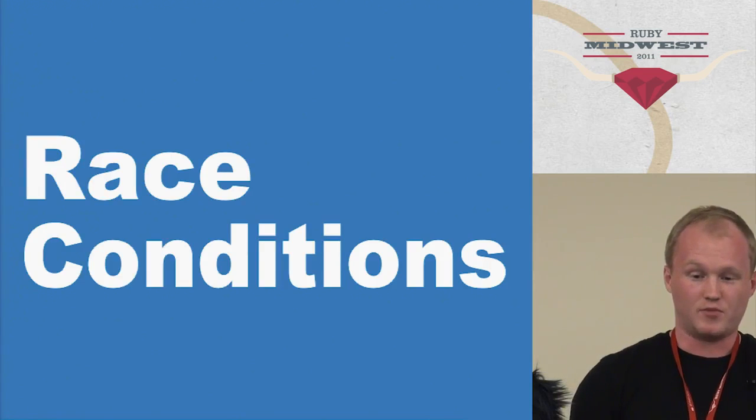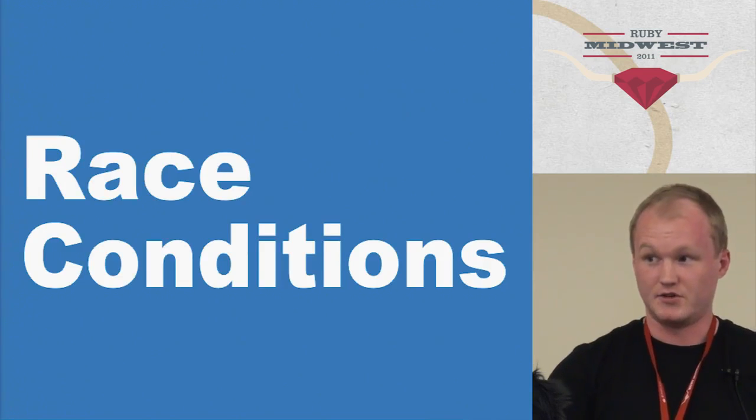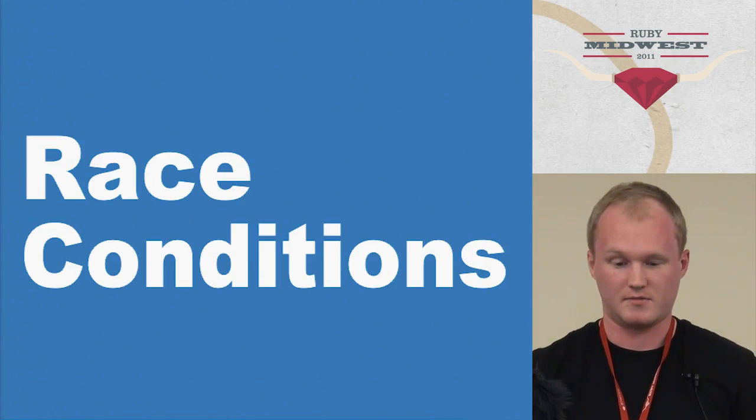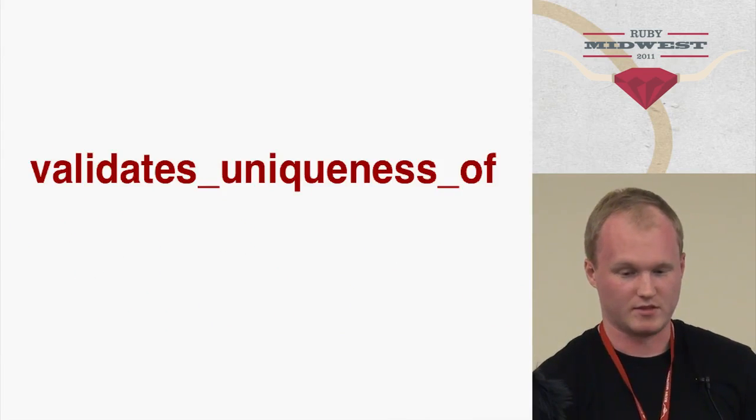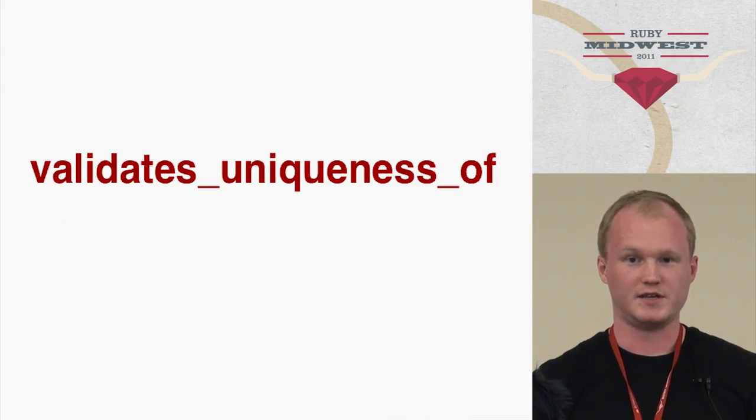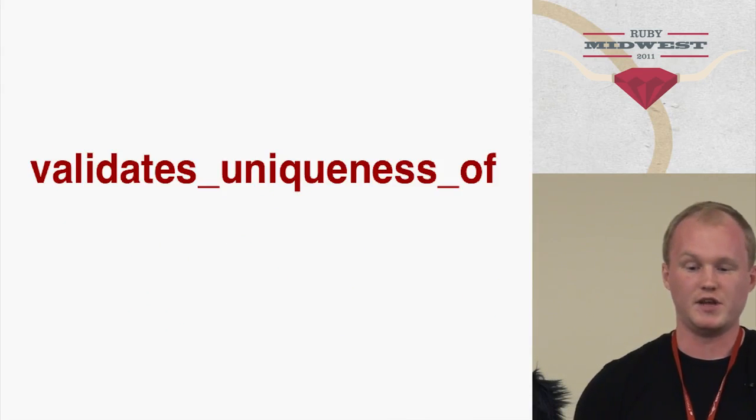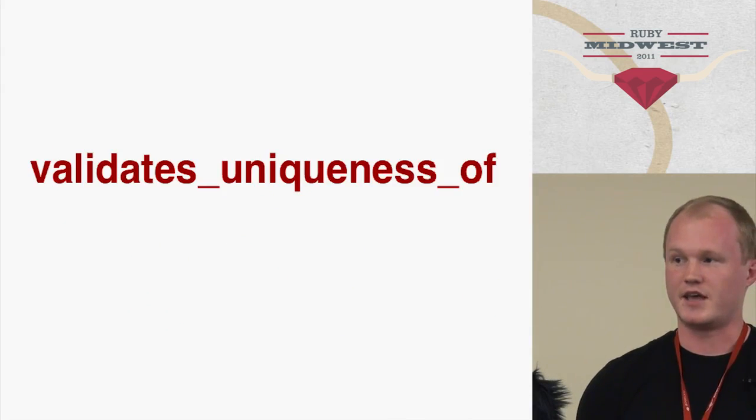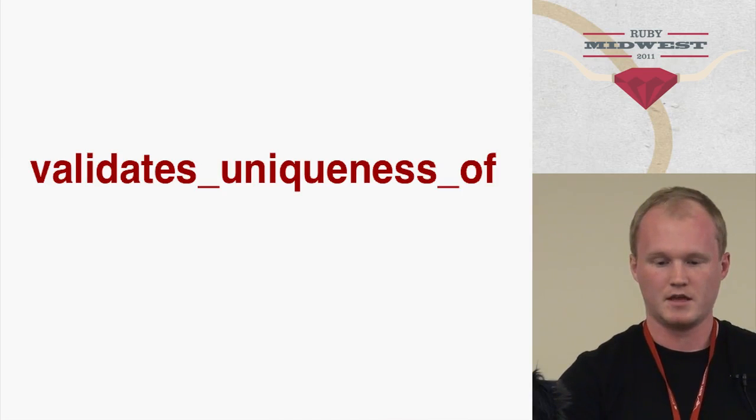So I'm going to talk briefly about some race conditions that you can have pretty easily in ActiveRecord. And the one specifically I want to talk about is validates_uniqueness_of. So validates_uniqueness_of is interesting in that it doesn't actually work all that well.